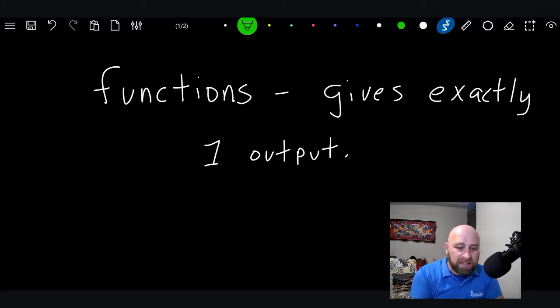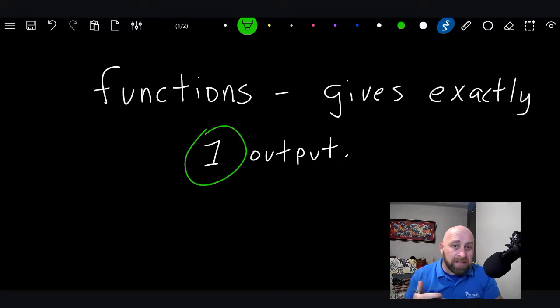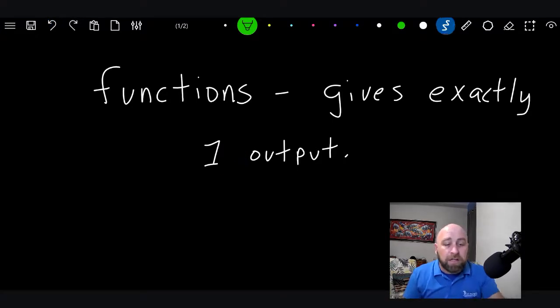Notice it says it gives you exactly one only. You say, well, what happens if I get two answers? Then it's not a function. What happens if I get three, four, five answers? It's not a function. It's only a function if you get one answer. All right. And what do I mean by that?